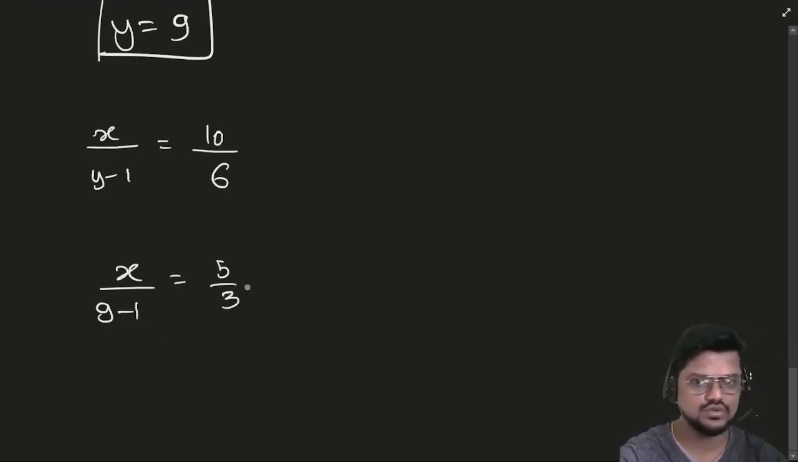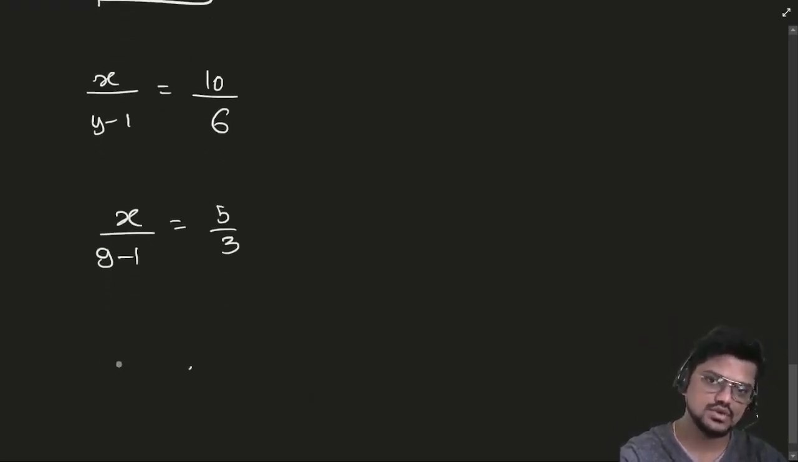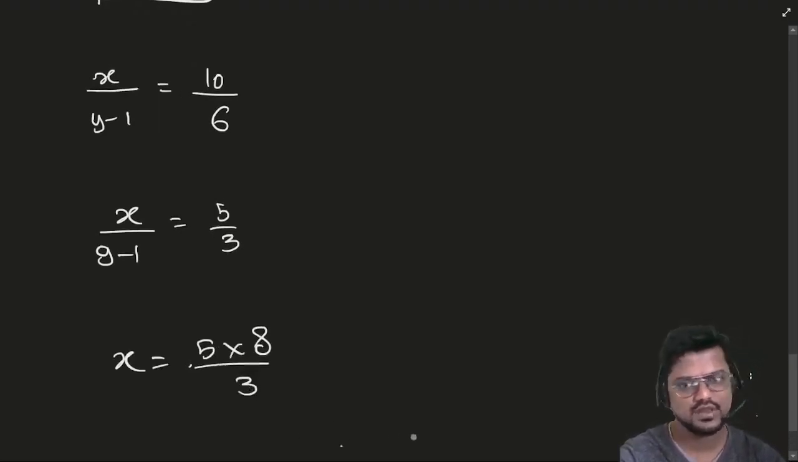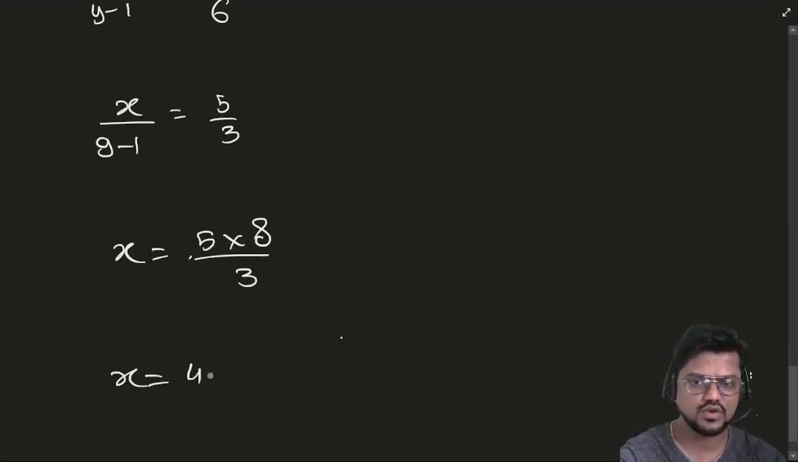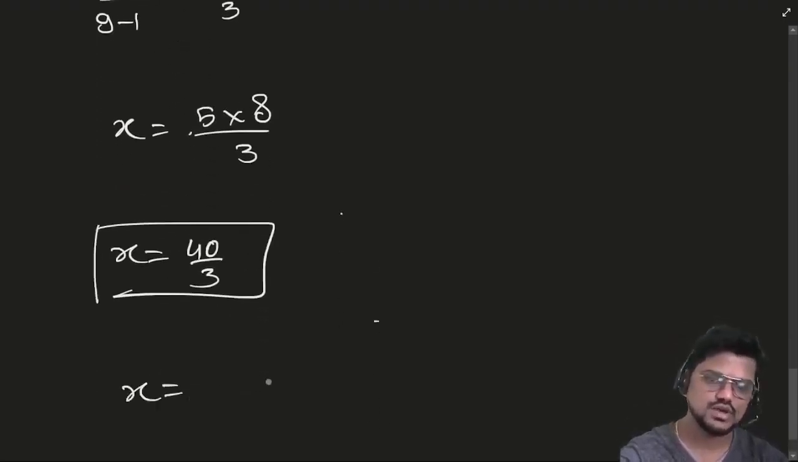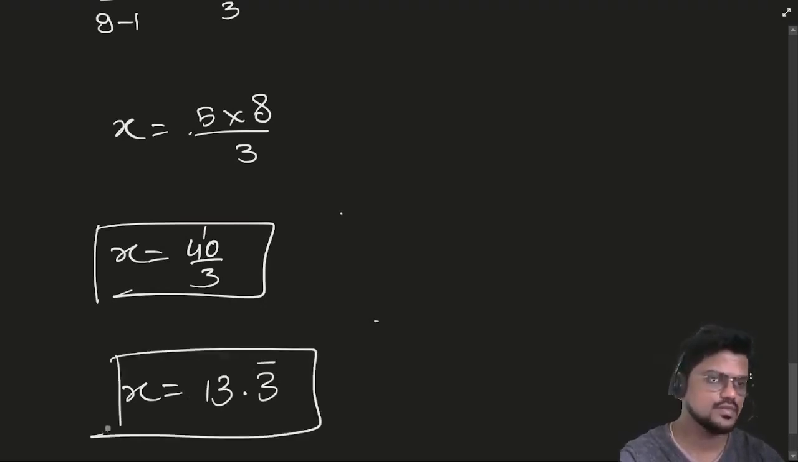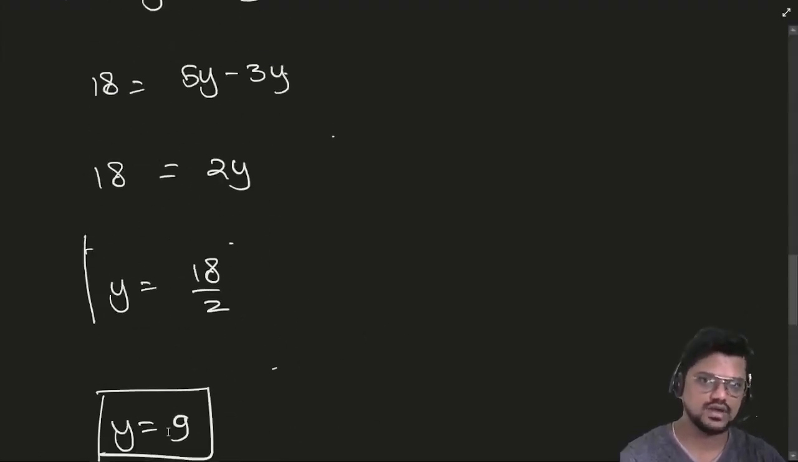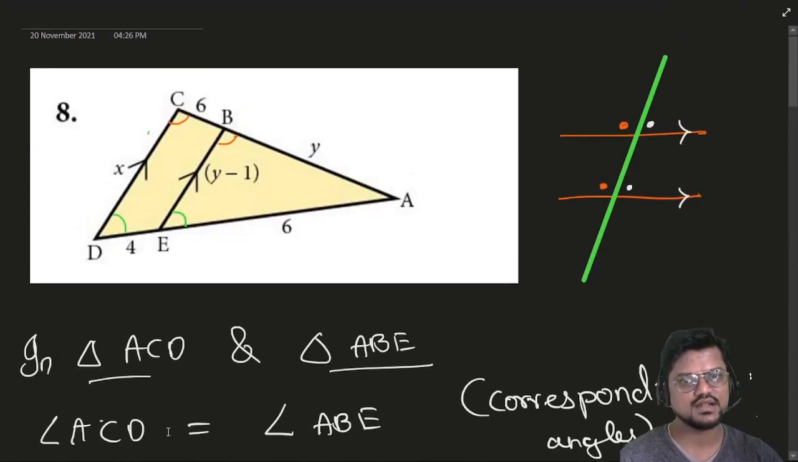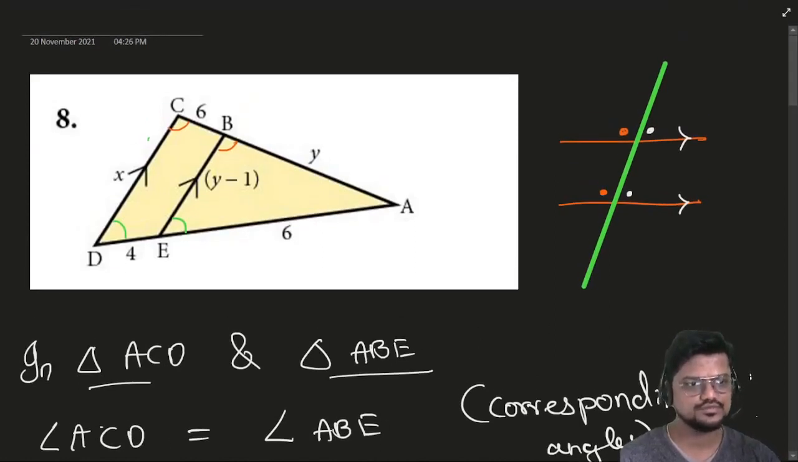9 minus 1 is 4. Sorry, 9 minus 1 is 8. So x will be equal to 5 into 8 by 3. 5 eights are 40. So x will be equal to 40 by 3. You can keep it in fraction also, or in terms of decimal. So x will be equal to 13.3333, non-terminating, and it will just go on. Got it? The values of x and the value of y both are known. Is that clear? The whole sum is clear to you?